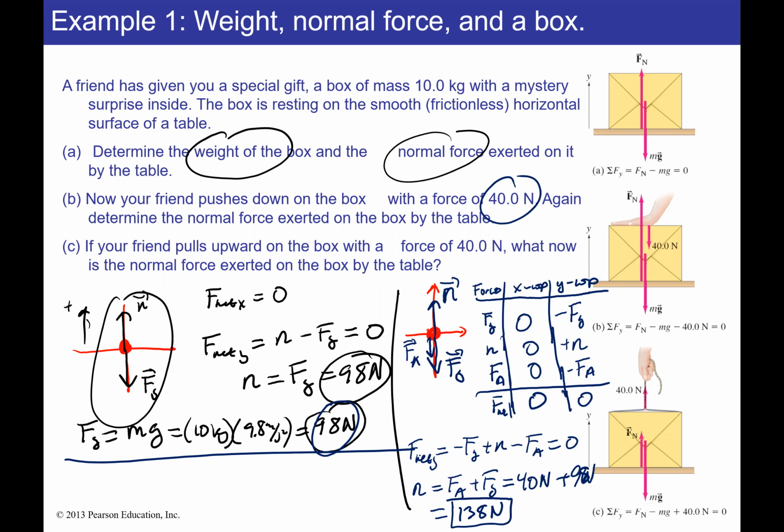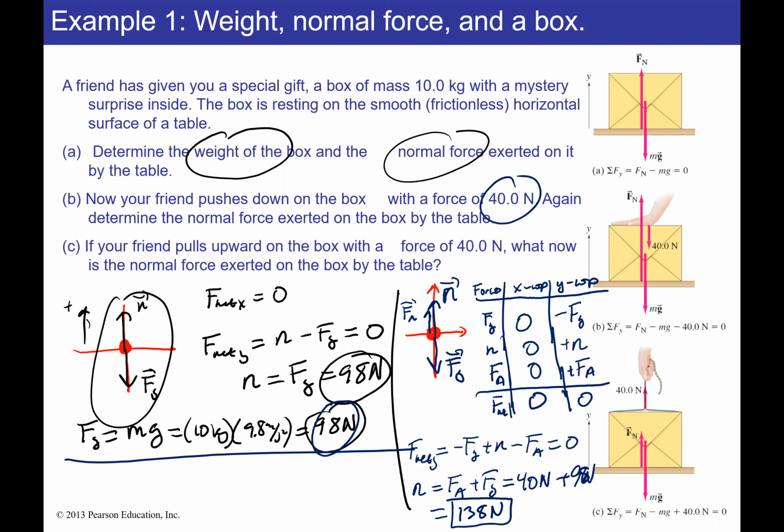Part C. Now, if your friend pulls upward on the box with a force of 40 newtons, what is the normal force? I'm going to come back to the same thing I did for part B. I'm going to change my diagram, because now the diagram has a force acting upward. So the applied force, in this case, is positive now.